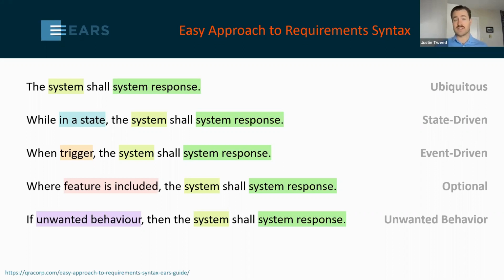Unwanted behavior is a general term used to cover all situations that are undesirable. Since it is good system engineering practice to anticipate these undesirable situations and impose requirements to mitigate them, ERS includes a provision for such requirements: if unwanted behavior, then the system shall system response. Looking at these patterns, you can see that it's pretty consistent throughout, with the difference being really the first word. So again, this really makes things easy to identify from an authoring standpoint.